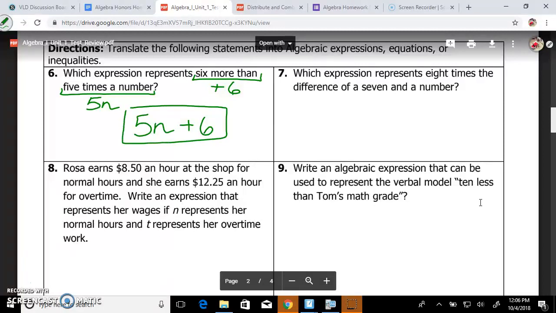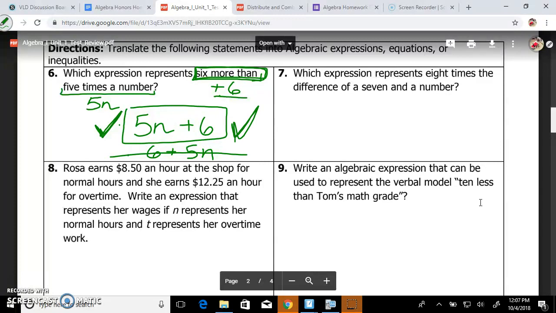Now, this is the best way to write this answer. If they gave you a choice between 5n plus 6 or 6 plus 5n, this is the best option, because when you see the vocabulary more than, like 6 more than, that means that it's adding 6 at the end of the expression. So if you were given this choice versus this choice, this one right here is the best answer. I know I counted both of these as correct on our concept test, but on the unit test, I'm telling you, they're going with this one.